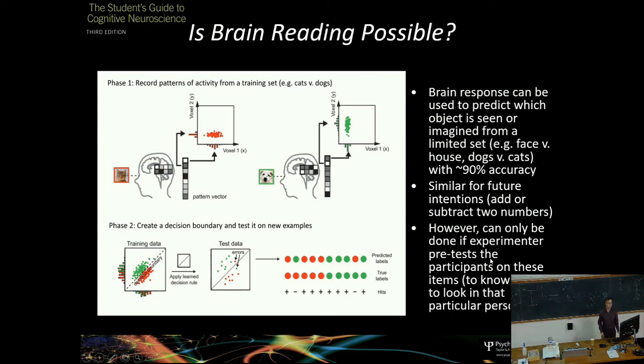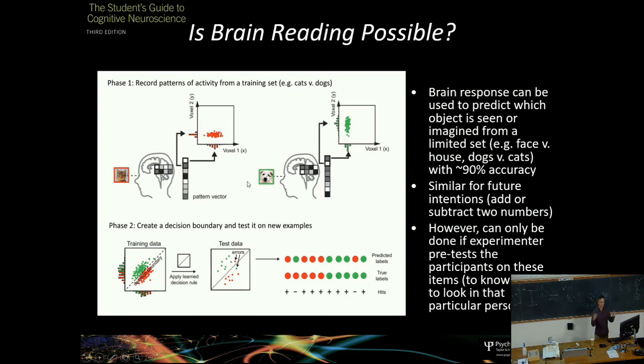So this is the way that you would figure out what exactly somebody is seeing or potentially thinking. And the key thing is that you have to have a training phase and a test phase in order to do that. So in phase one, you would present somebody with a whole bunch of images of cats, and a whole bunch of, say, images of dogs. It can be any other categories that you might have.